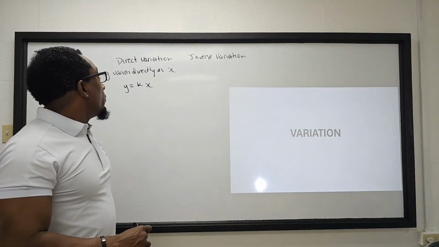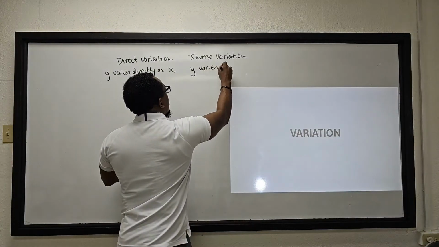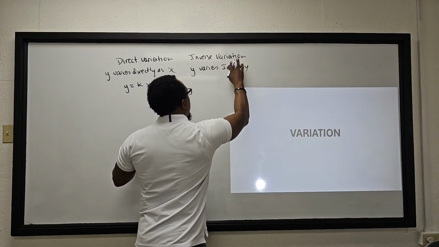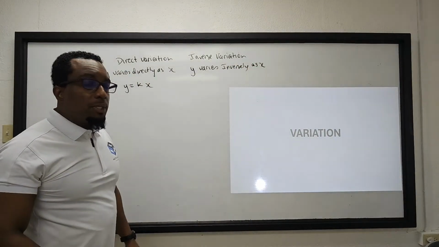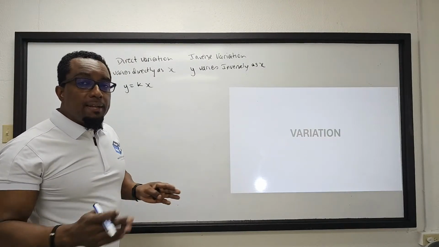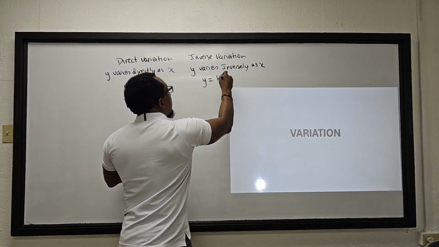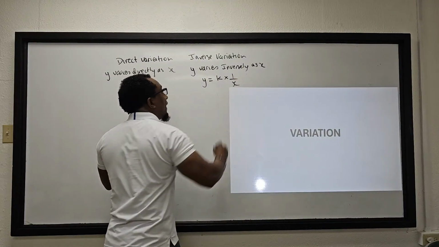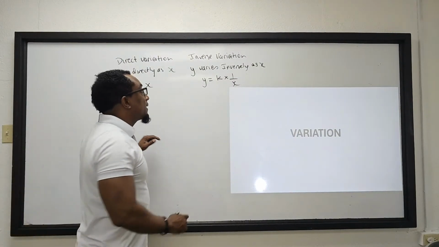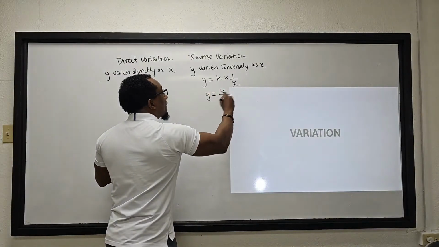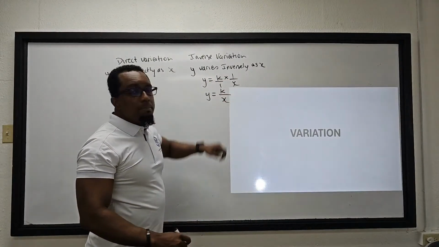And if we talk about y varies inversely as x, then we can establish an equation between those two variables showing an inverse proportional relationship. That is, y is equal to k times 1 over x. So that's your inverse variation. And we can also simplify that or represent it as y is equal to k over x. So k is the same as k over 1. k by 1 is k, 1 by x is x.